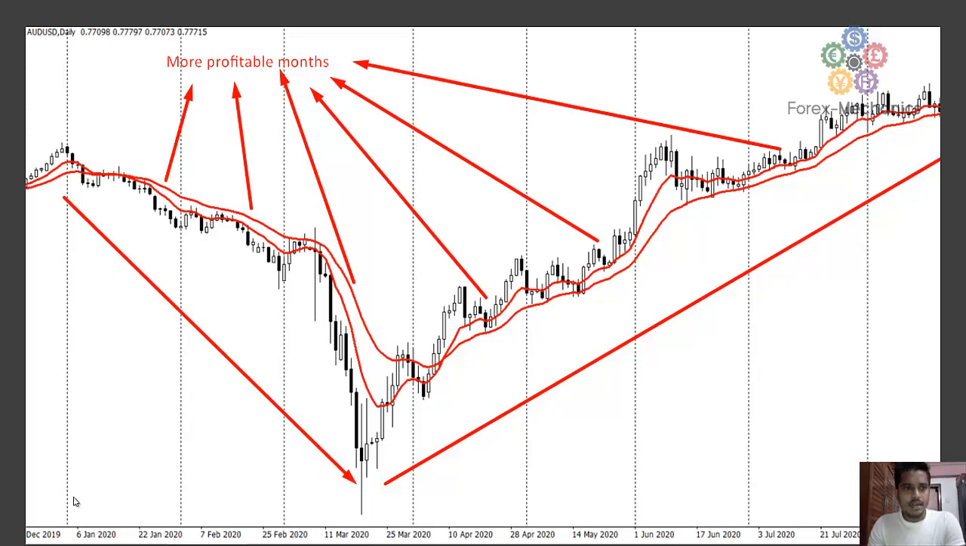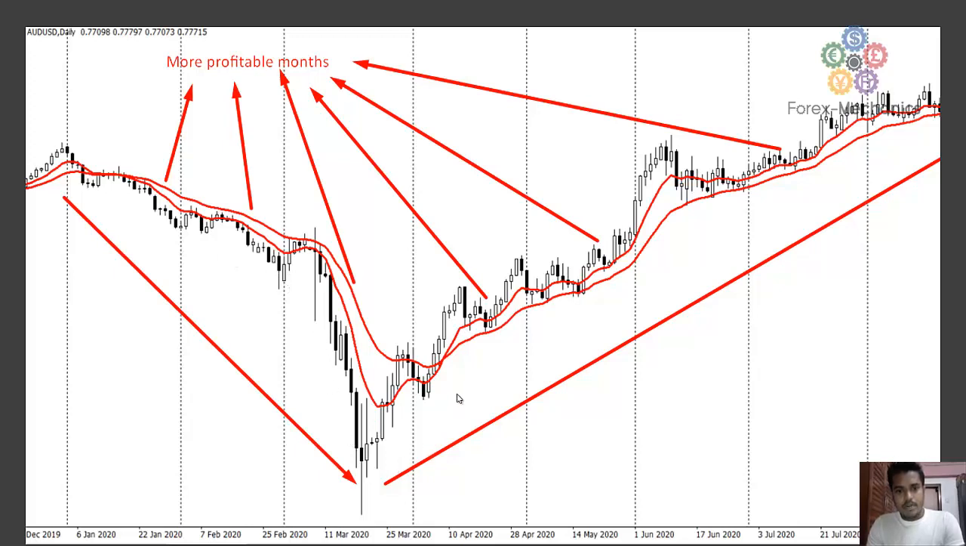Here is the Australian dollar, US dollar. Now we all know this. You can see this is Jan to March 2020. You can see a clear downtrend, so you would have been selling this pair. This is precisely because the Australian dollar was weak.